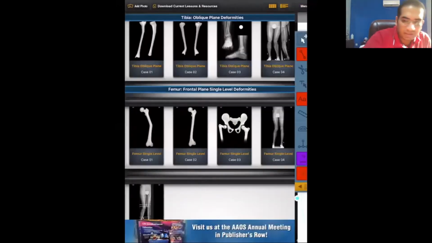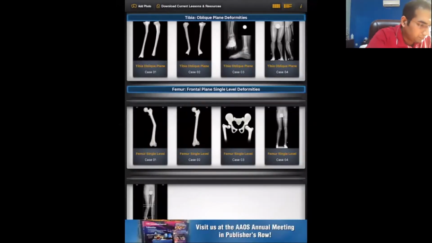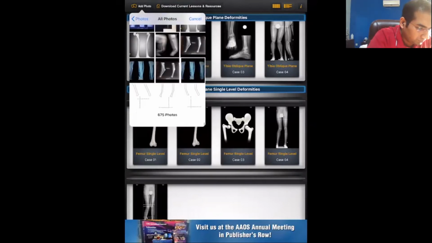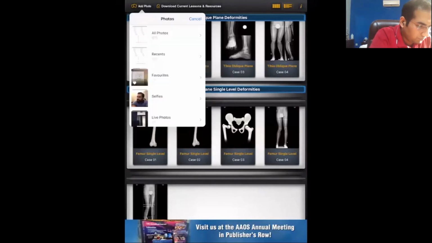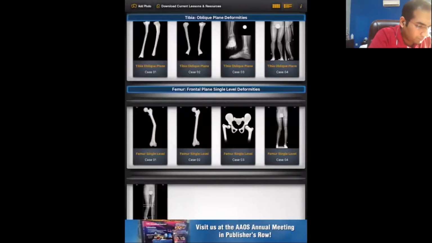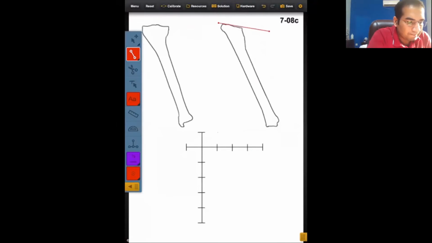Okay, so let's discuss the third scenario. They repeatedly asked the question. Now the question was about the removal of wedge. How much wedge has to be removed? In an oblique plane deformity, because it is an oblique plane, that's why you're doing this graphical planning. This is going to tell you the exact magnitude of your deformity.